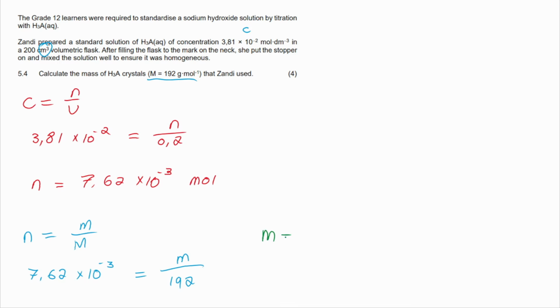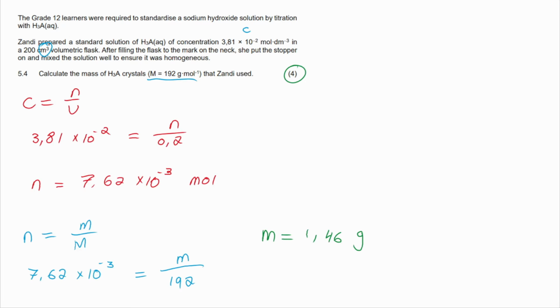So that means that the mass is, we just take our previous answer times by 192. So we're going to round to 2 decimal places. The mass is 1.46 grams. Okay, and that's for 4 marks over there. You could have done this in 1 step, but I prefer breaking it down into 2 steps like this.